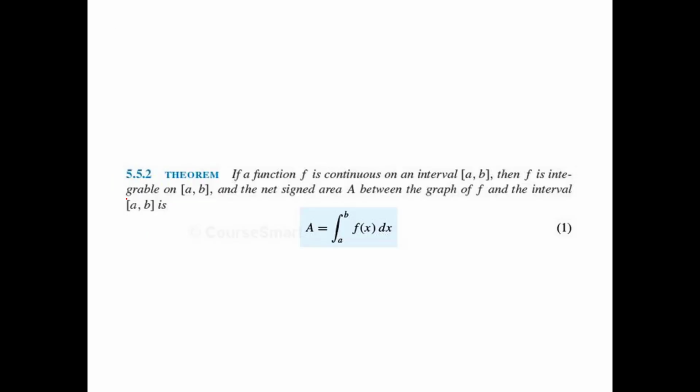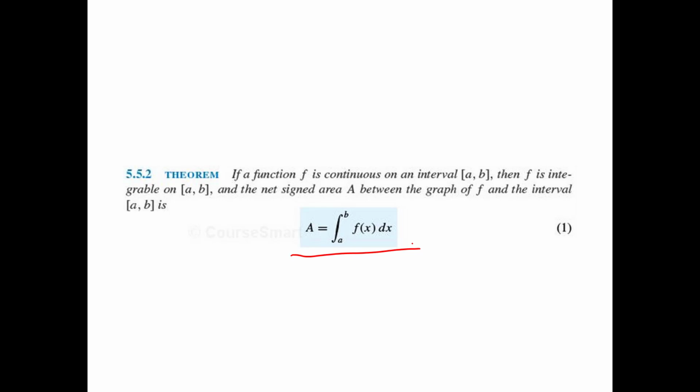Okay, so this theorem should be of no surprise. If a function f is continuous on the interval a b, then f is integrable on a b, and the net signed area between the graph of f and the interval a b is the definite integral from a to b of f of x dx, right? So that is what we were finding when we were finding the Riemann sums, and then we called the Riemann sums this thing, and so then that is the definite integral.